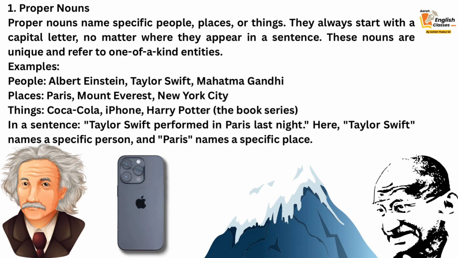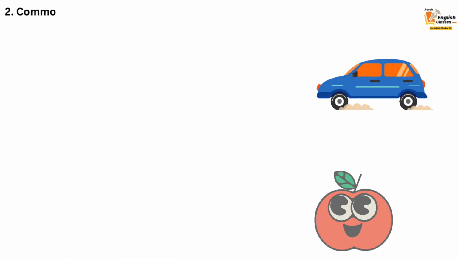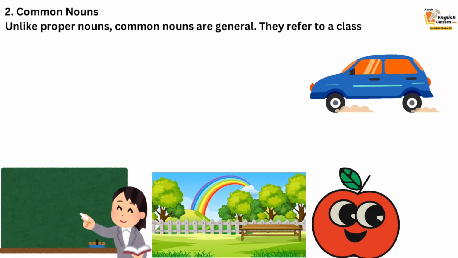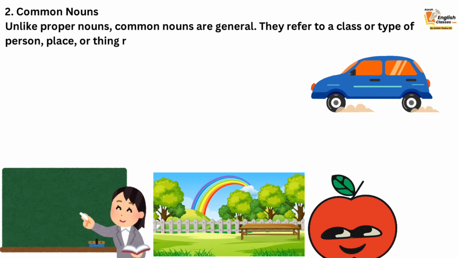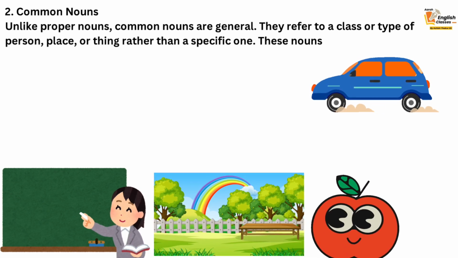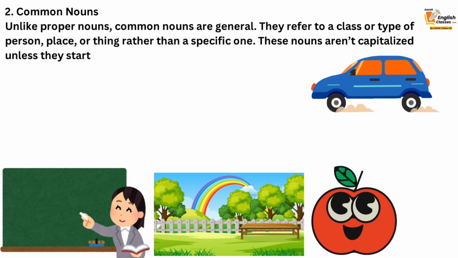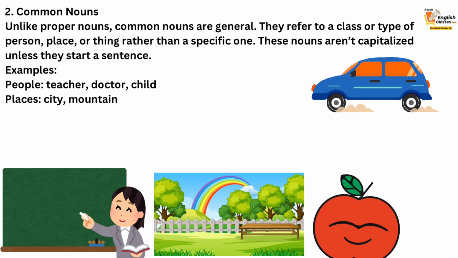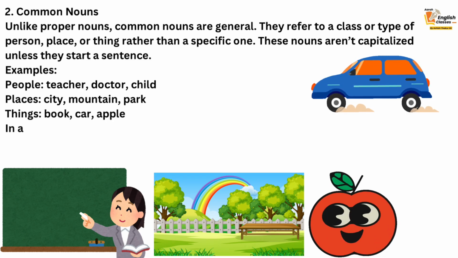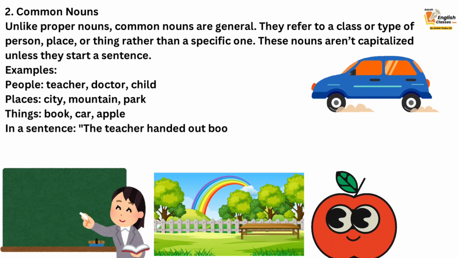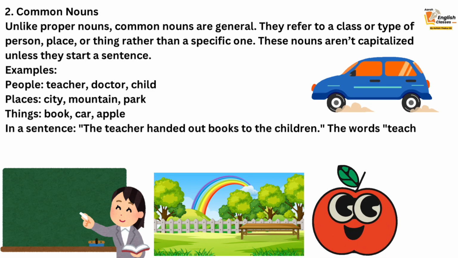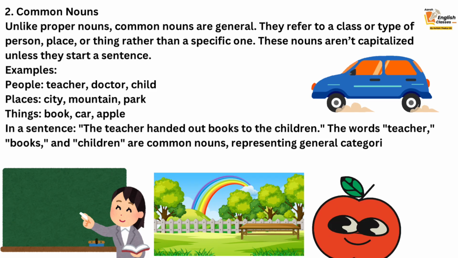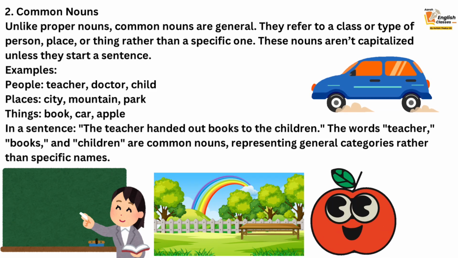2. Common nouns. Unlike proper nouns, common nouns are general. They refer to a class or type of person, place, or thing, rather than a specific one. These nouns aren't capitalized unless they start a sentence. Examples: people, teacher, doctor, child. Places: city, mountain, park. Things: book, car, apple. In a sentence, the teacher handed out books to the children. The words teacher, books, and children are common nouns, representing general categories rather than specific names.